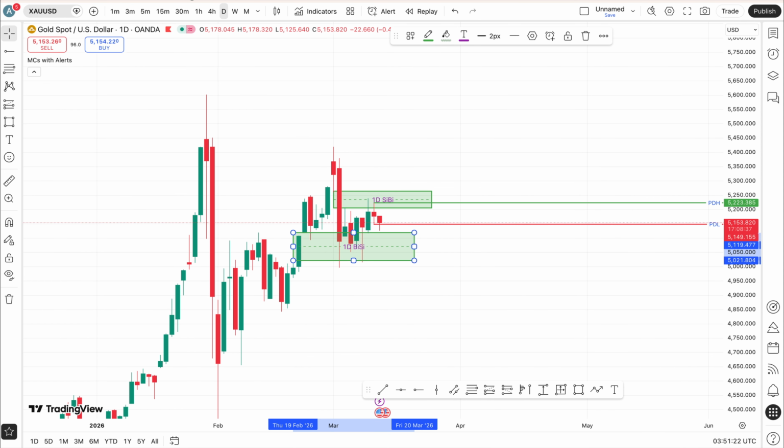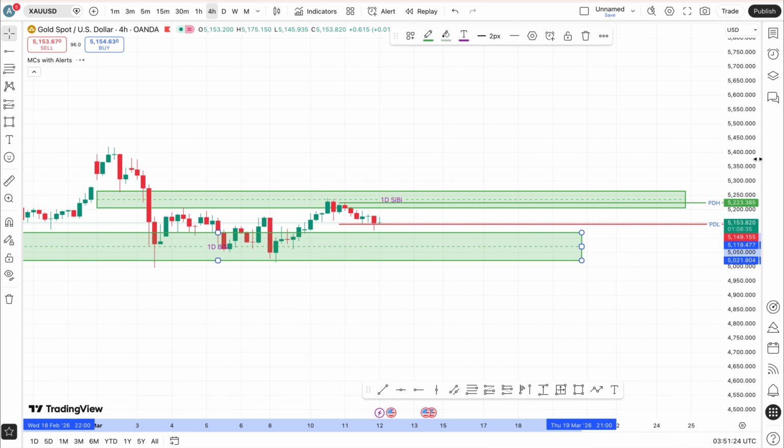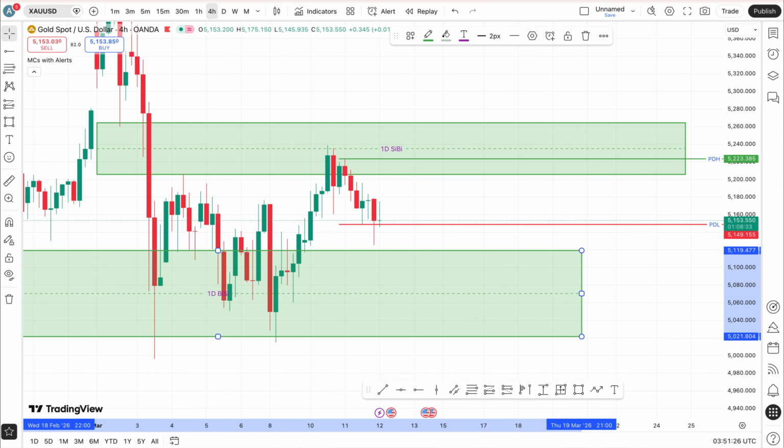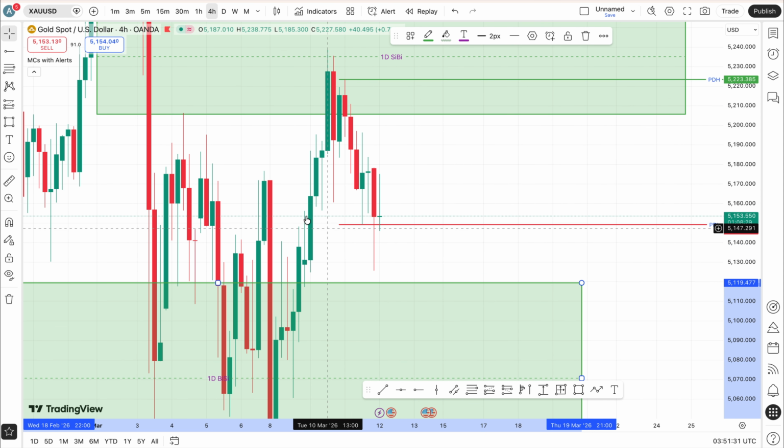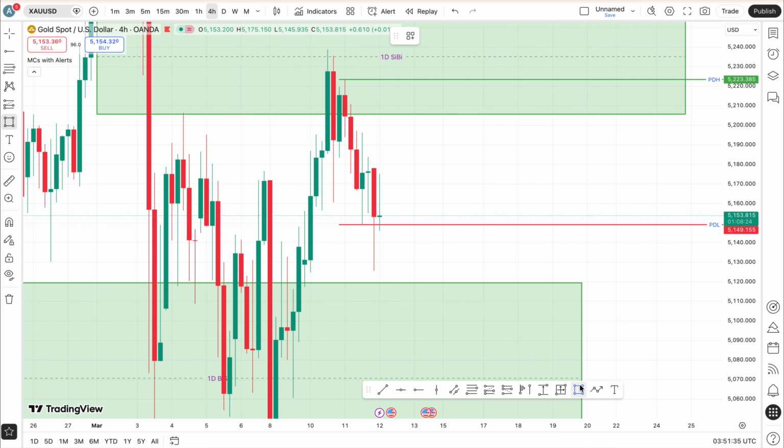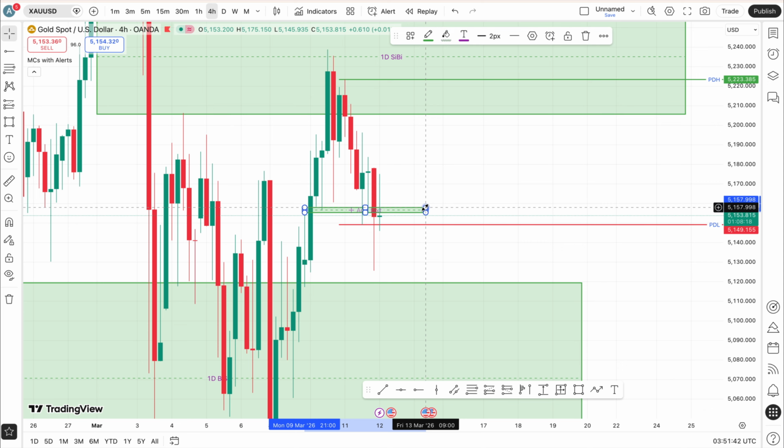We now move on to the 4-hour chart. Since yesterday was pretty compressed, it is hard to find any imbalances. And you can see that there was one here, which was made on Tuesday, though it is not from yesterday. And the market has closed below it, which makes it void.